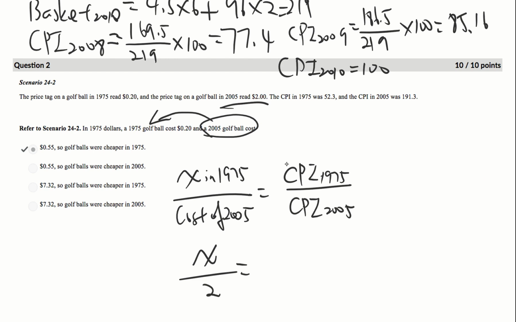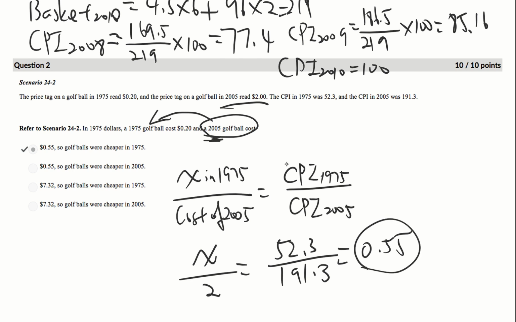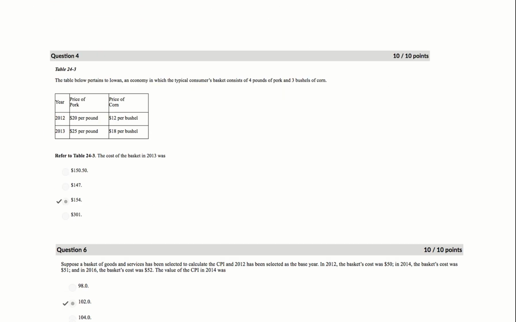So X divided by the 2005 cost of $2 equals the CPI 52.3 over 191.3. If you do the math right, this number should be 0.55. So our 05 golf ball would actually cost 55 cents in 1975. But the actual cost of a golf ball in 1975 was only 20 cents. So 1975 is cheaper than 2005. Okay. All right, so next question.